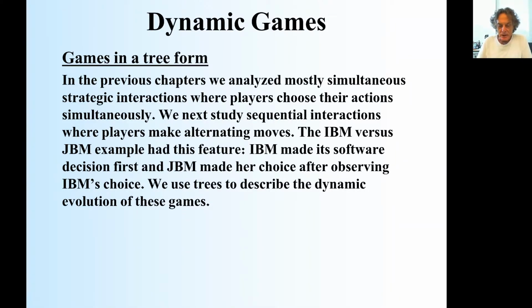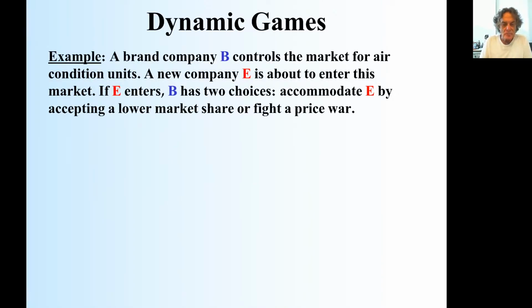There was another example, IBM versus JBM. IBM decides about some software to develop, and JBM sees what IBM does, so this was also an example that goes by sequence. First IBM as a leader, then JBM as a follower. But let's talk about general games that are played sequentially. So let's start with a very simple example.